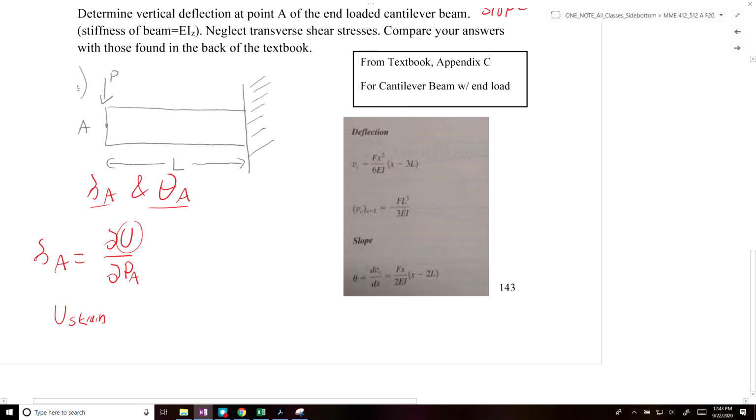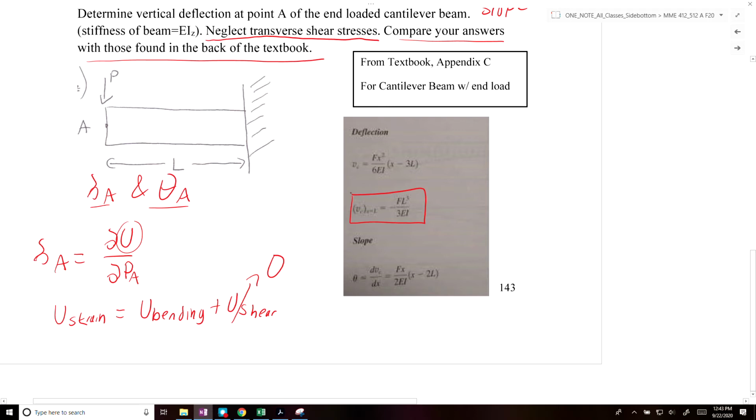we know that's going to be equal to U of bending due to this transverse load, plus the U of the shear stress. In the problem statement, it told us to ignore the shear stress term, so we can set that equal to 0, because usually it's typically very, very small. Then we're going to compare our answers versus the value of our displacement theta A in the textbook, so we'll see if we end up getting the same answer.